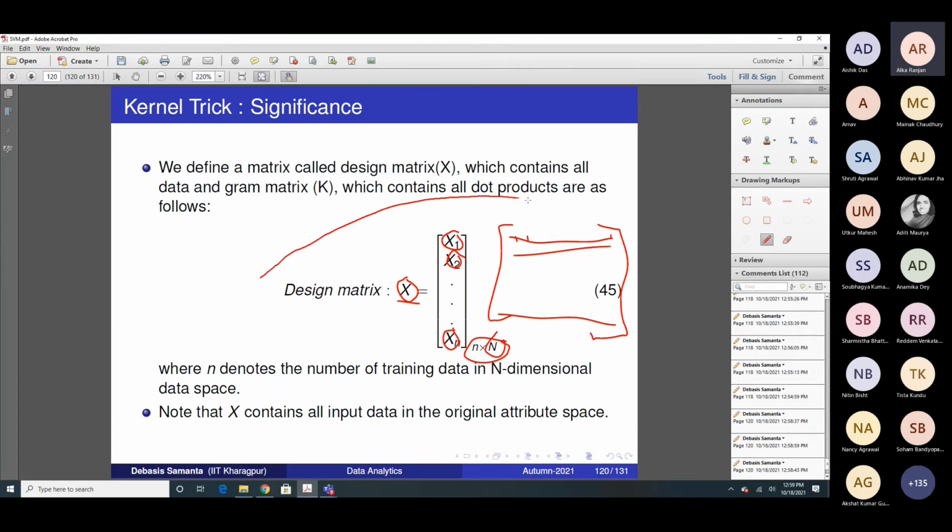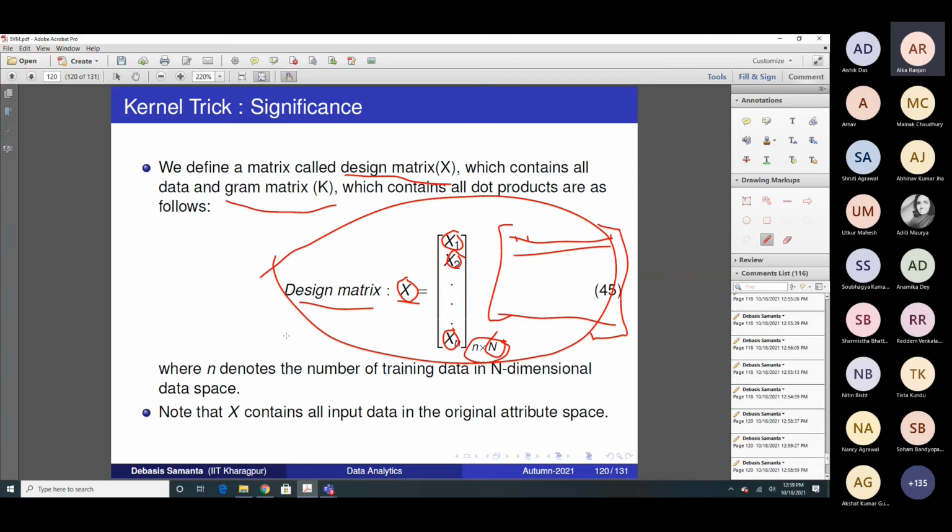This is the input data, and in support vector machine literature it is called the design matrix, because this is the input matrix that I use to design my support vector machine. I hope the design matrix concept is clear to you, right? So the design matrix is essentially the input data matrix, stored in the form of a table or two-dimensional data. Now let's see what the gram matrix is.